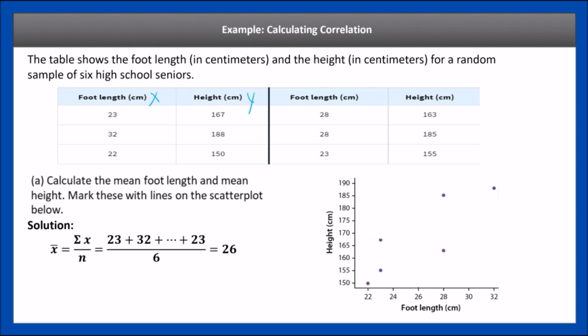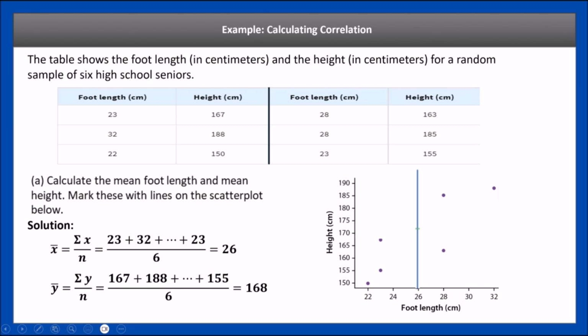So we're going to do our x bar. We're going to add up each of these values for the foot lengths and divide by 6 seniors. We get 26 centimeters for the foot length. And then for the y bar, we're going to add up all the heights in centimeters. So we get about 168 centimeters. Now we're going to plot them. So x bar is going to be 26. Let's graph that here. So that's x bar, that's the 26, and then we got the y bar, which is 168.